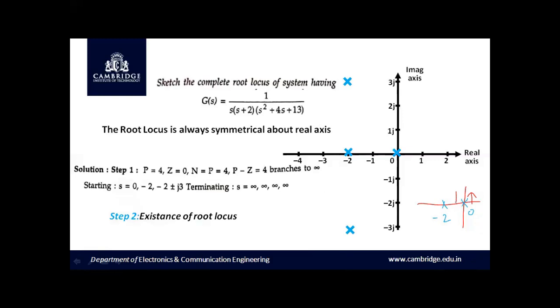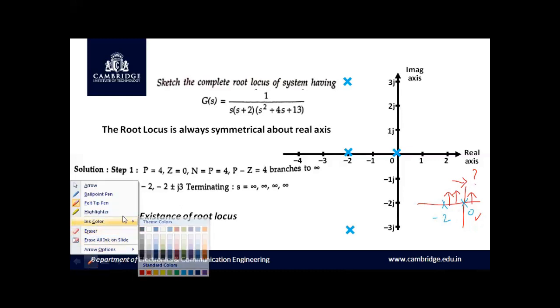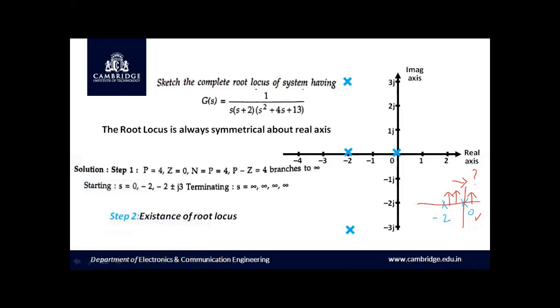Let me take another location, some point in the negative real axis between minus 2 and 0, and let me look to the right side. We can ask the same question: whether you are able to see an odd number of poles and zeros towards your right. Yes, in this case I can see one pole, that is at s equal to 0, which is an odd number of poles towards the right side. Therefore, a root locus exists towards the left of an odd number of poles, and this existence can be traced until this region.